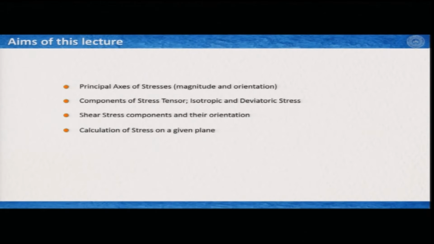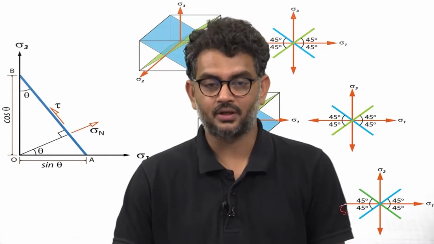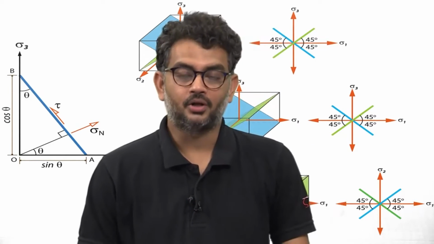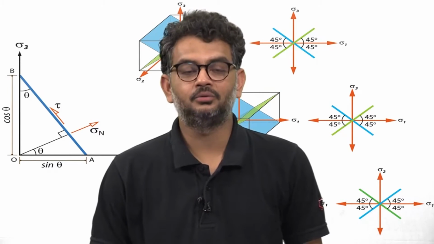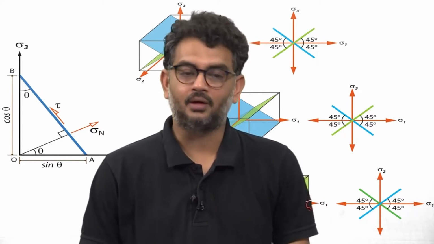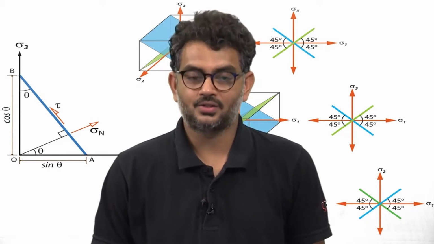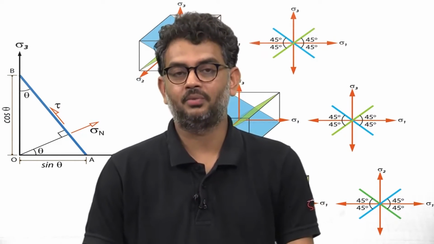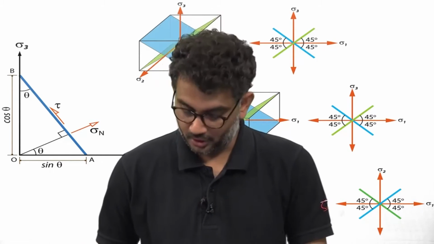And in this lecture we'll know about it in more detail: how to derive them, how to get them, and what the different meanings of these principal axes of stresses are. Then we'll move to components of the stress tensor. We'll also learn about isotropic and deviatoric stresses. We'll also learn after that the shear stress components and the orientations along which they work, and what different structures we produce because of the shear stresses. And then we'll directly go to two examples of how to calculate stress on a given plane, which will apply in many cases if you continue with structural geology.